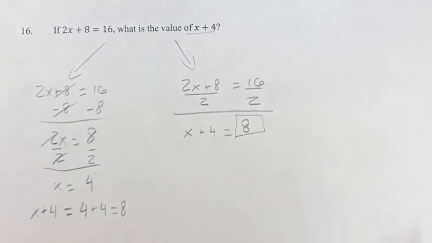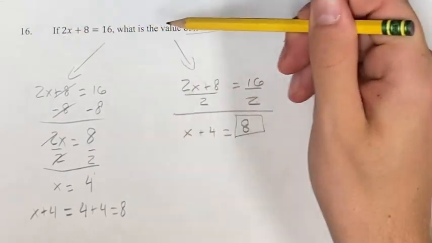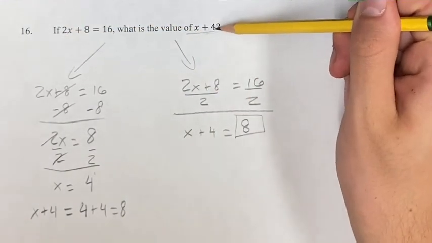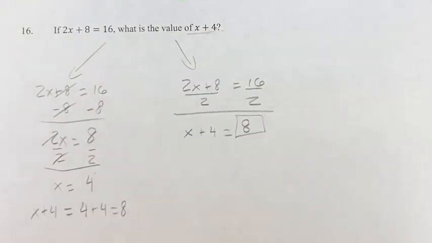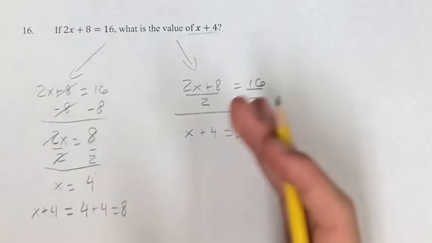Now this is a lot quicker, but it requires you to notice that x plus 4 times 2 gets you 2x plus 8. If you didn't see that, that's fine, you can just do it the normal way, it's just going to take you a little longer, but I wanted to show both ways.